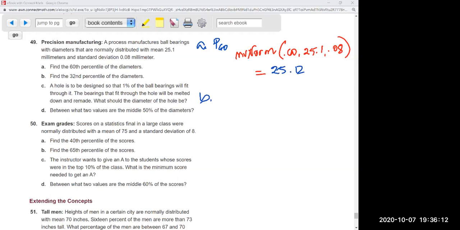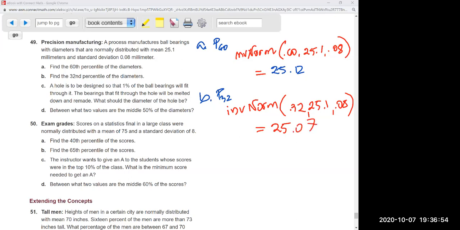Okay, that is correct. The next, letter B, find the 32nd percentile. So again, this is inverse norm. That is 0.32, that's 32%, with the same mean and standard deviation. So try it again. Yes, that is correct, 25.07.